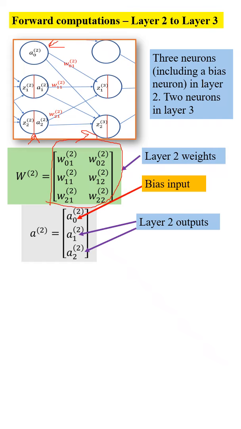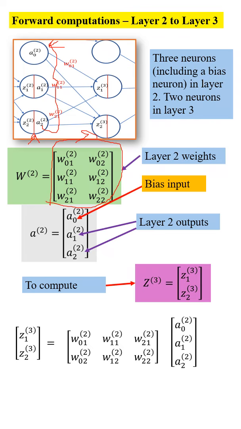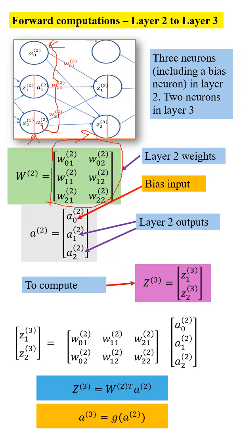This is the bias input and the layer 2 outputs. So these are the inputs which are going to the next layer. And we want to compute Z3, which is this Z and Z. This is given by the multiplication of the transpose of the weight matrix with these inputs. So we get these Z values, and to compute the A output values here, there is a one here and here, we pass it through the G function, or the activation function, at the neuron.